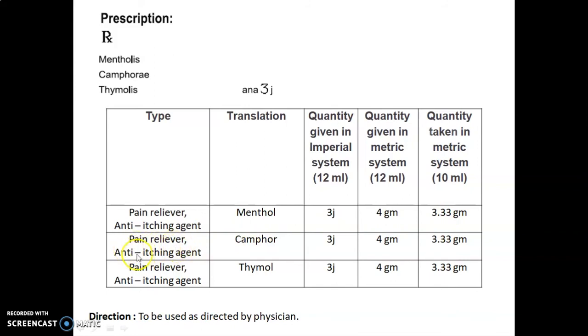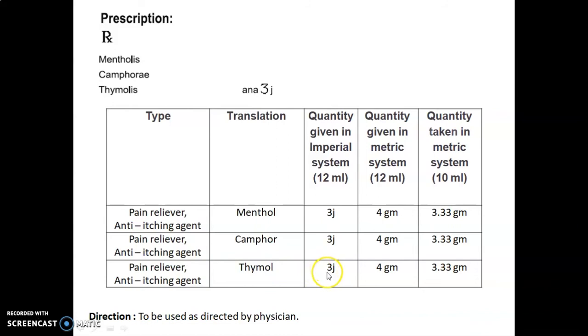Camphor is used as a pain reliever, anti-itching agent. The quantity given in the metric system is again 4 grams, so the quantity taken is 3.33 gram. Thymol is used as a pain reliever and anti-itching agent. All these three ingredients, menthol, camphor and thymol, are also known as eutectic substances.